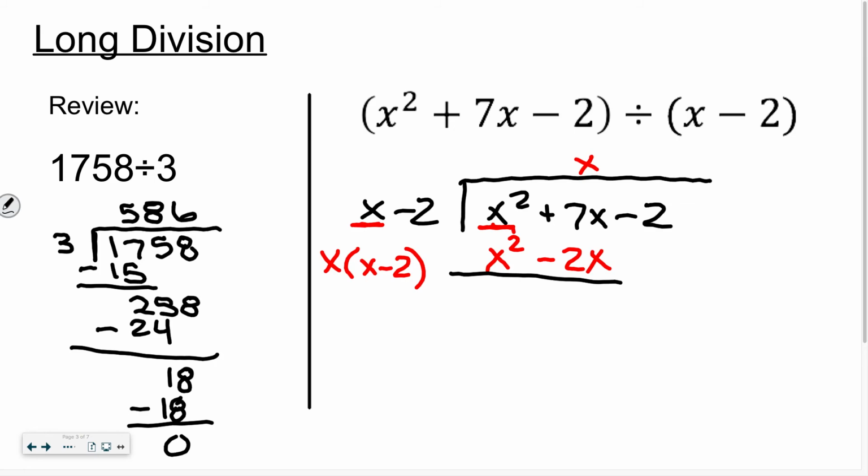Where did the 7 go? It's right there. It's just in the problem. It hasn't gone anywhere.